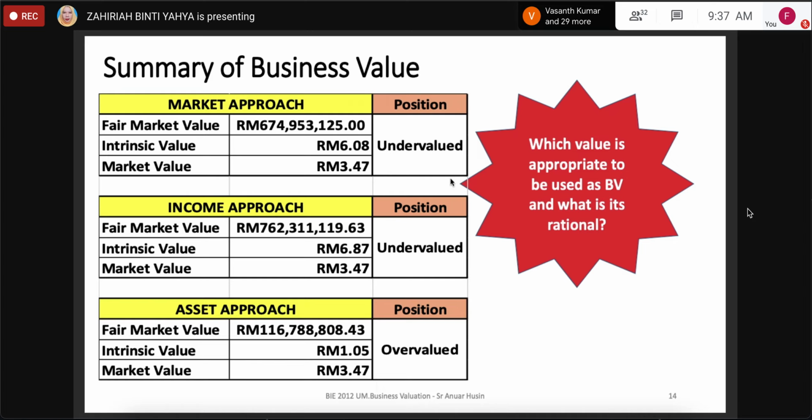Okay, lastly we get the value for 3 approaches, and then you choose which approach you want to adopt. For this case, which one do you think, which approach?